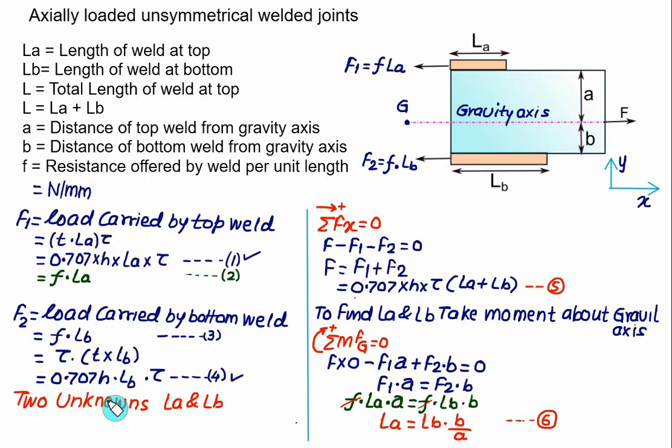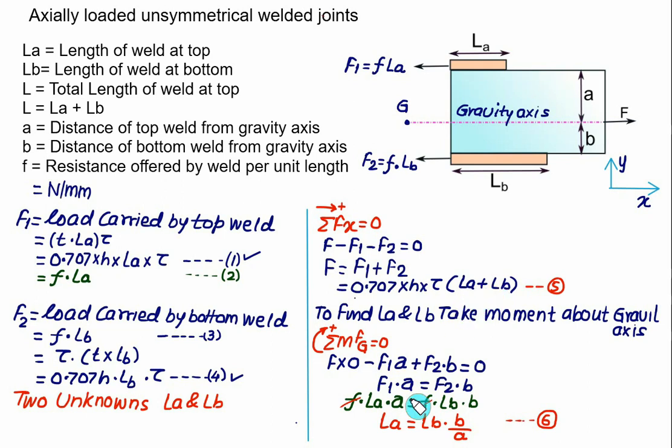This equation is familiar to you, that is F1 is equal to 0.707 H multiplied by LA multiplied by tau. Similarly, we have F2, the load carried by the bottom weld, which is 0.707 H multiplied by LB multiplied by tau. One equation you have to use is the summation of forces, which will give you the total sum LA plus LB, that is the total length of weld required.